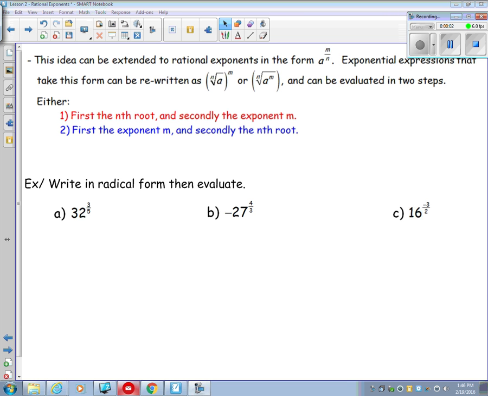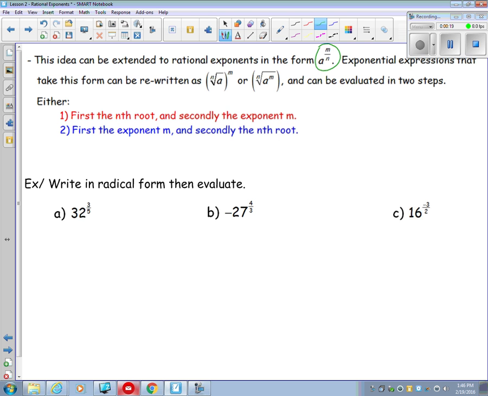Okay, so now we're going to extend this idea. We're not just going to write fractions with numbers on the bottom for exponents. We're going to put numbers on the top and the bottom. So for example, a to the power of m over n. Now this basically works the same way.